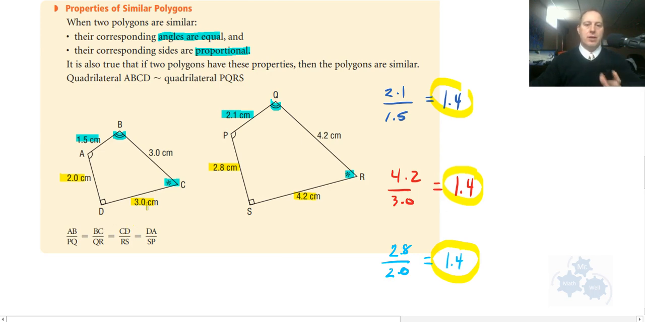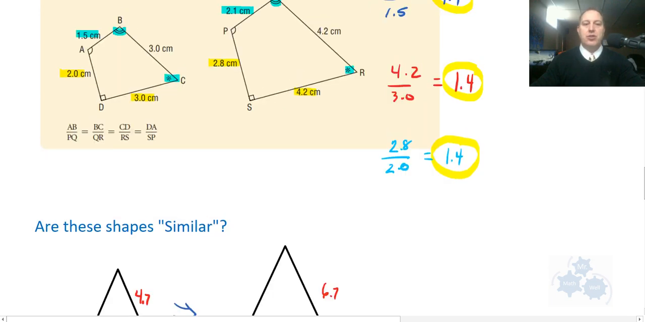So we can confirm now, because the angles are the same, and all the sides that we've checked, well, that's all the sides, I guess, are proportional. Or did we check all of them? No, we didn't quite check all of them, I guess. Or did we? 4.2 and 3, 4.2 and 3. Yeah, I guess technically we did. So all the sides are proportional. So here we have similar polygons. Now we can use that to our advantage too, and we can find out unknown sides.